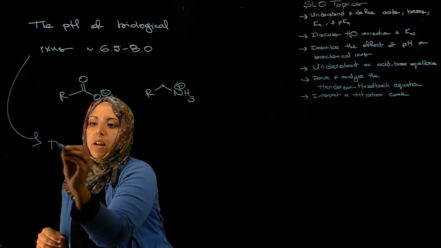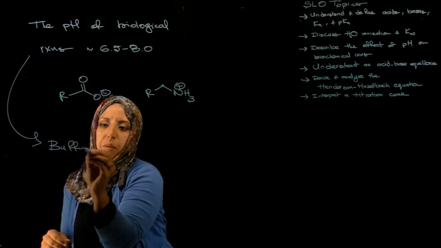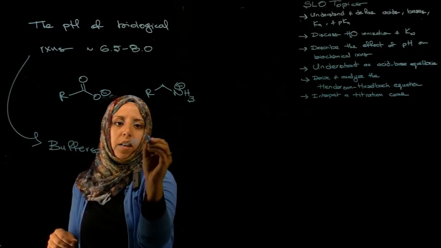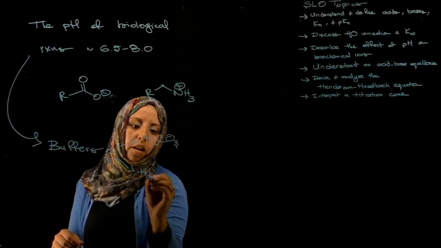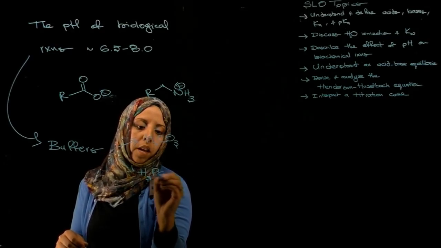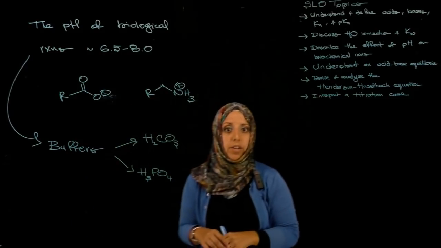So we're going to end up talking about buffers and some of the important biological buffers. We're going to talk about carbonic acid. We'll also talk about phosphoric acid in a later video, right?